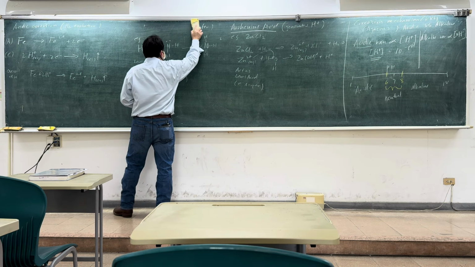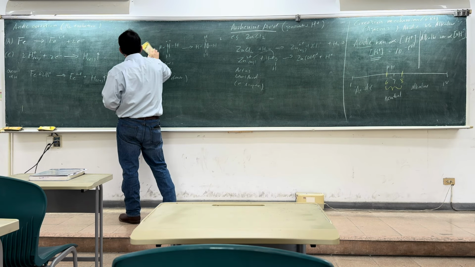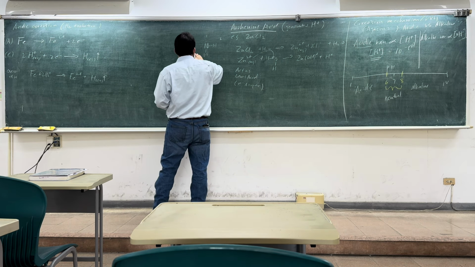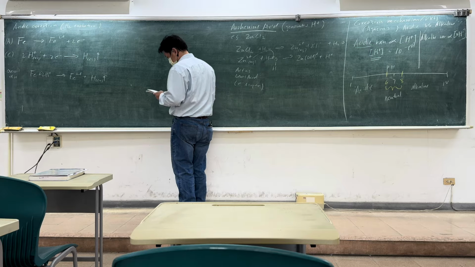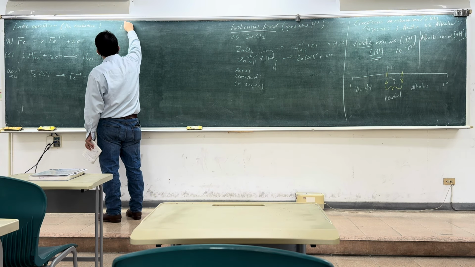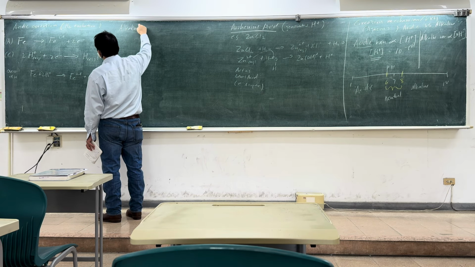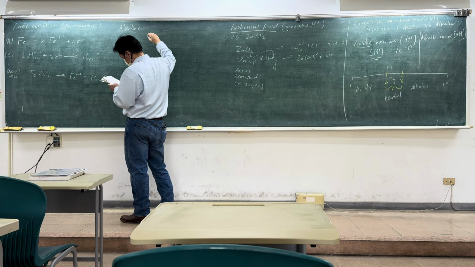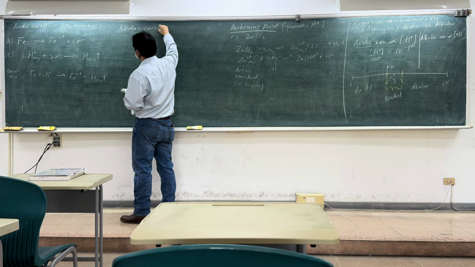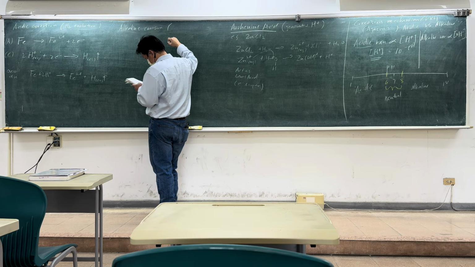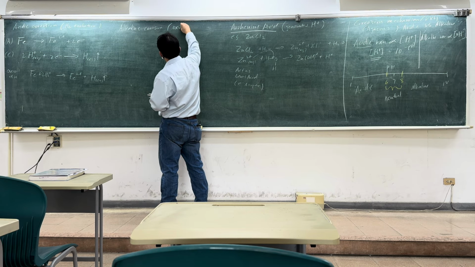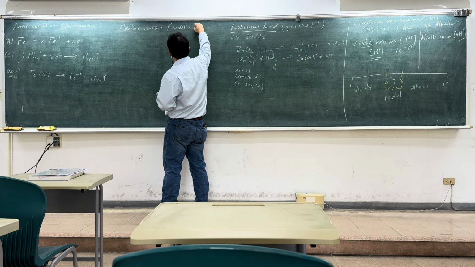So corrosion of iron can happen in alkaline conditions as well. Okay? But the product is different. So, alkaline corrosion. This is the oxidation of iron.